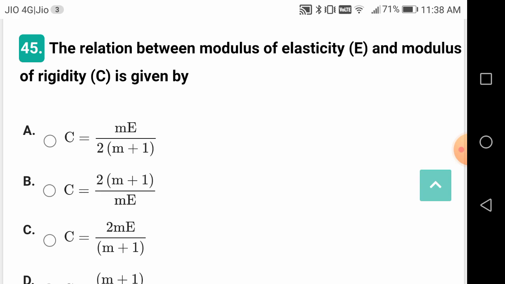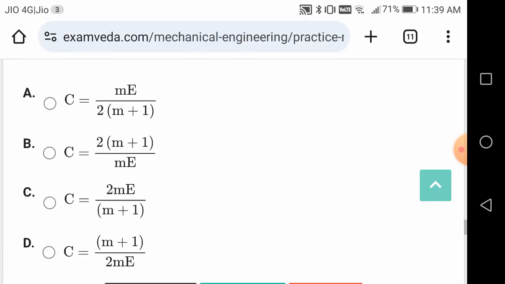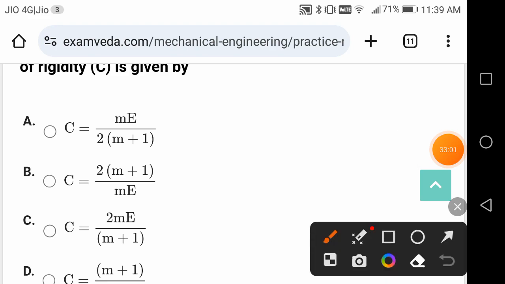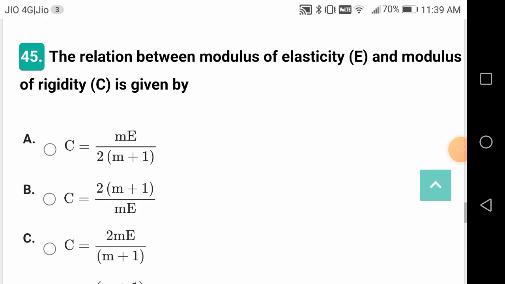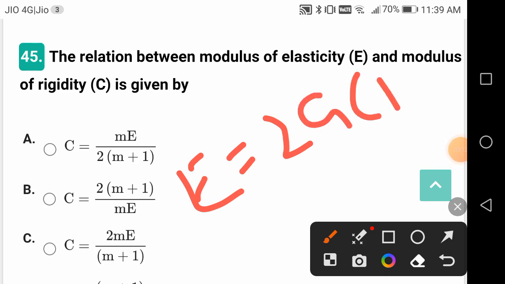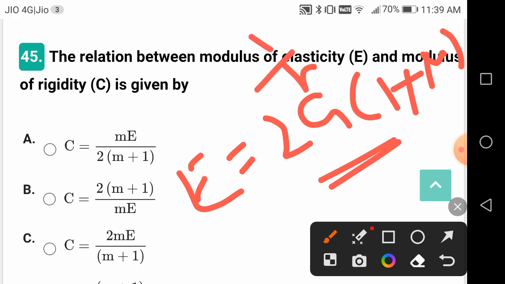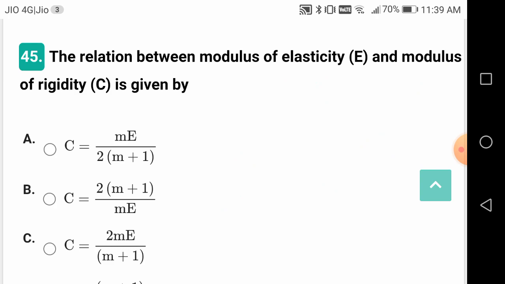The relationship between modulus of elasticity and modulus of rigidity is given by option A. He is asking the relation between modulus of elasticity and modulus of rigidity. You know that E equals 2G into 1 plus mu. Mu, if I write as 1 by m, is Poisson's ratio in terms of some integer m. He is calling it C here, but I have taken it as G. If you substitute and simplify, you are going to get E equals 2G into m plus 1 by m.